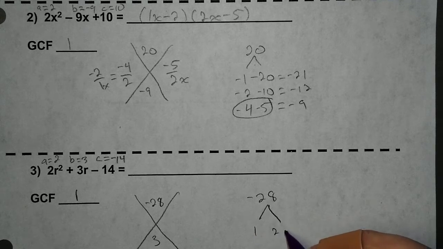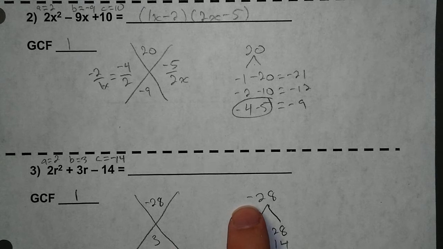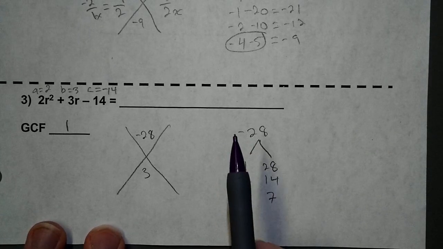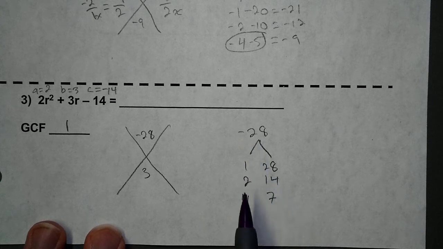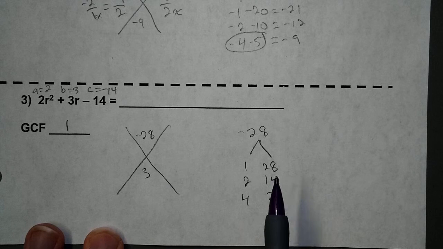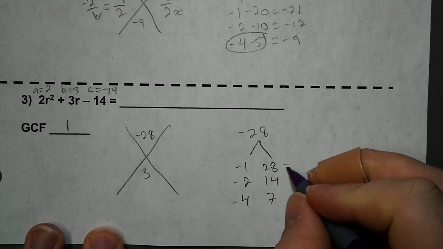So 1 and 28, 2 and 14, 3 won't go in there, 4 goes in there 7 times, 5 won't go in there, 6 won't go in there, and then we're back to 7, so we're done. These are the factors. Now, they need to multiply together to get a negative. So I know only one of these will be negative. It needs to add up to 3, so the bigger number is going to be the positive. So let's change all the smaller numbers to negative.